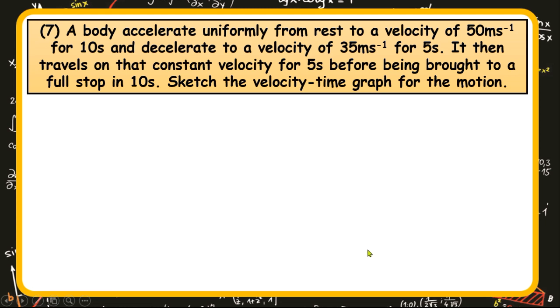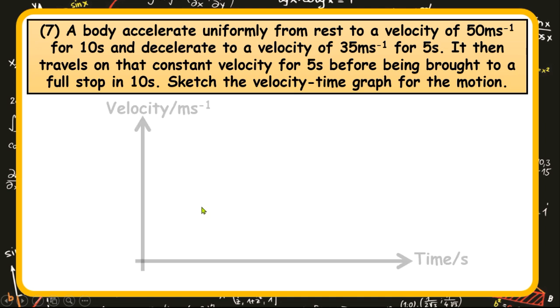Example number 7. A body accelerates uniformly from rest to a velocity of 50 meters per second for 10 seconds and decelerates to a velocity of 35 meters per second for 5 seconds. It then travels on that constant velocity for 5 seconds before being brought to a full stop in 10 seconds. Sketch the velocity time graph for the motion. So I want you to pause the video and try it. But this is how it will be.